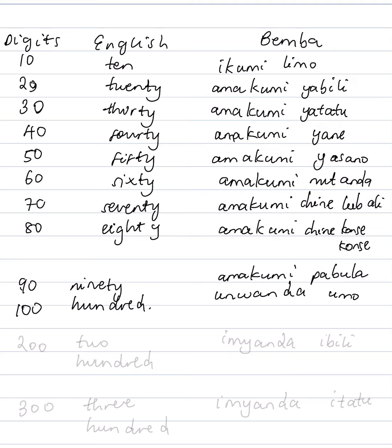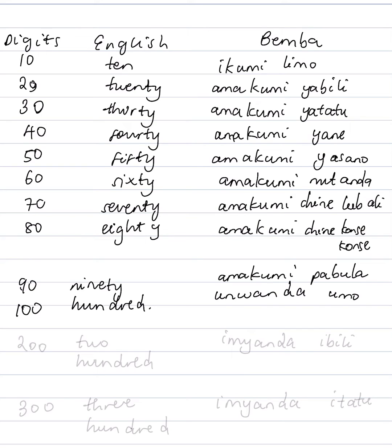So limo means 1. 20, amakumi yabili. So yabili means 2. Yatatu, 3. Yane, 4. Yasano, 5. So as you go on, you just have to look at what the digits name, like for 6, 7, 8, and 9. And then at 100, the name changes to umwanda umo.